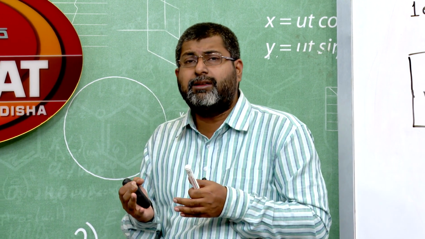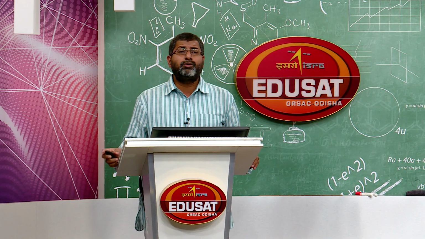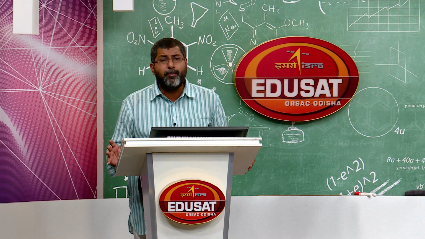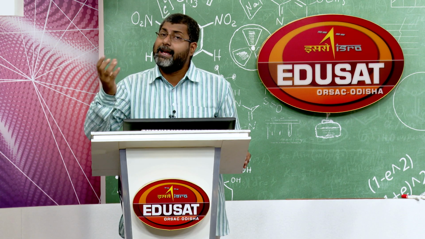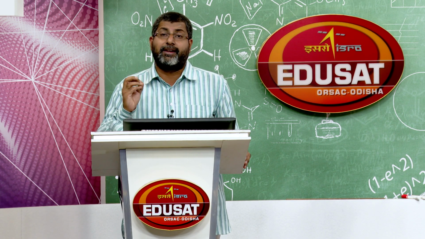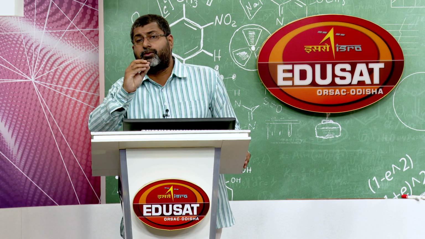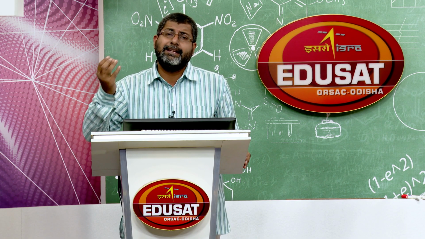Now, come to the 4th type of electron emission. This is the photoelectric emission, which is the current topic that we are going to discuss in detail in this chapter. So, photoelectric emission is a phenomenon by virtue of which electron emission occurs from a metal surface when a light or a radiation of a suitable frequency is incident upon it. Now, why am I saying that a light of a suitable frequency? Because only a light of suitable frequency will have enough energy to drag this electron out of the metal surface or to provide it the necessary work function.